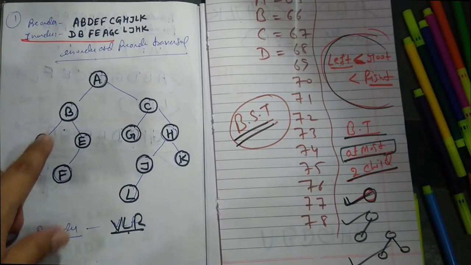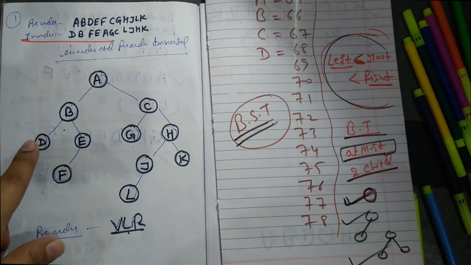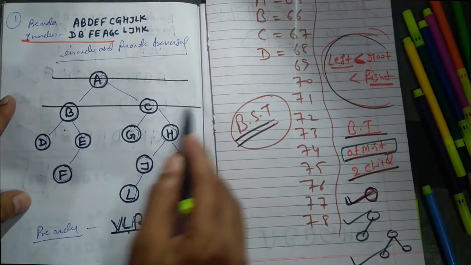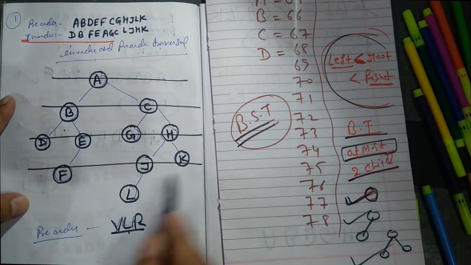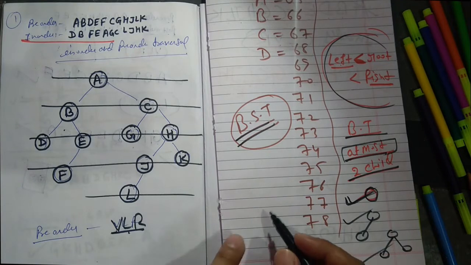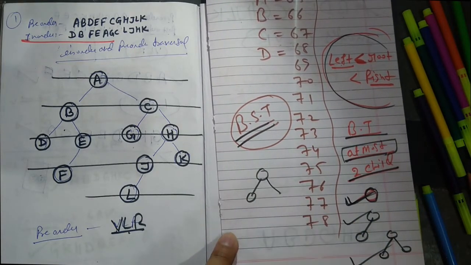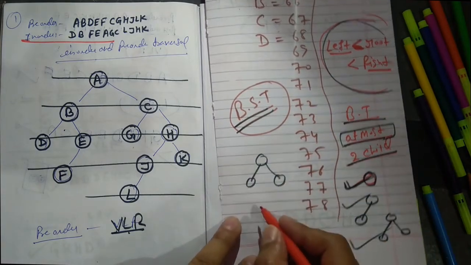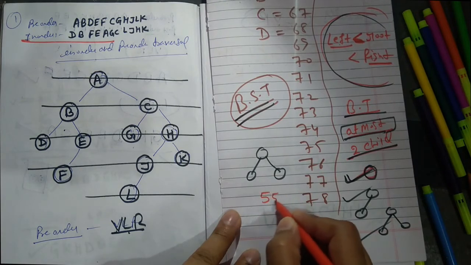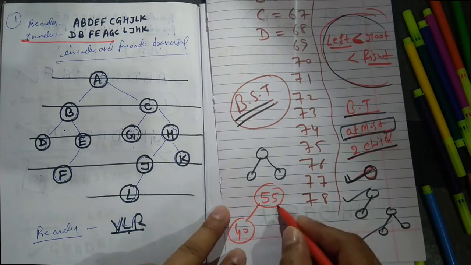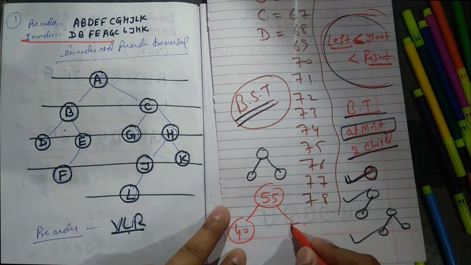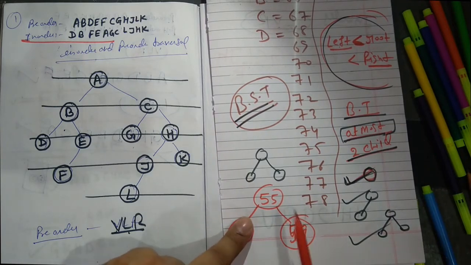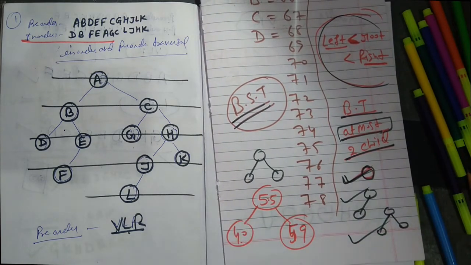So here in this tree, you can see this is level 1, 2, 3, 4 and 5. If you have one tree, suppose this is 55, this is 40, and this is 59. This is a binary search tree because 40 is less than 55 and 55 is less than 59.